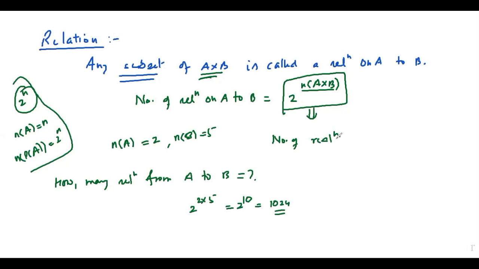This is the glimpse that we have started. Any subset of A cross B is called a relation, and for any two sets having a certain number of elements, there are that many relations. Did you note it? Yes, sir. Okay.